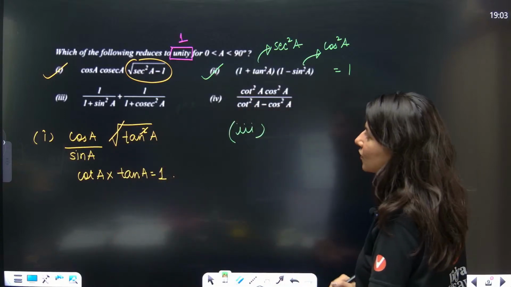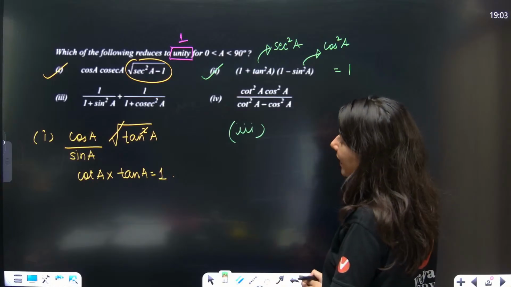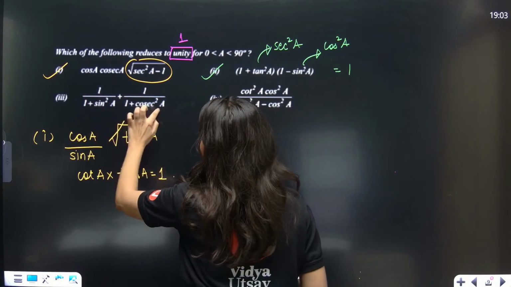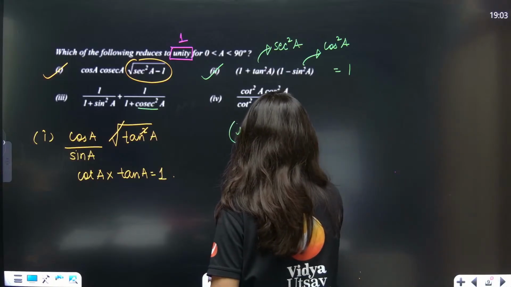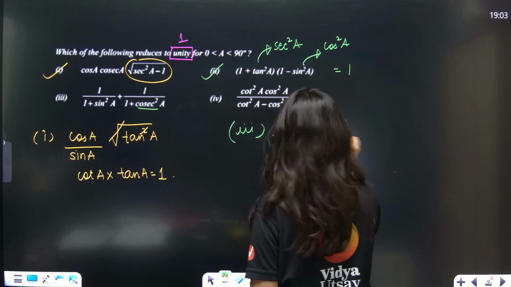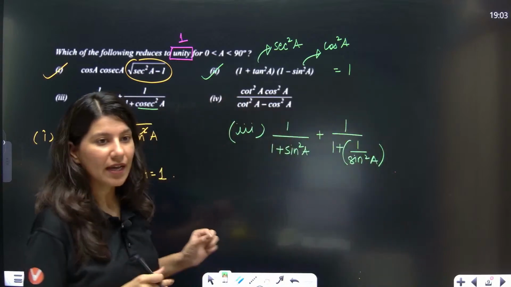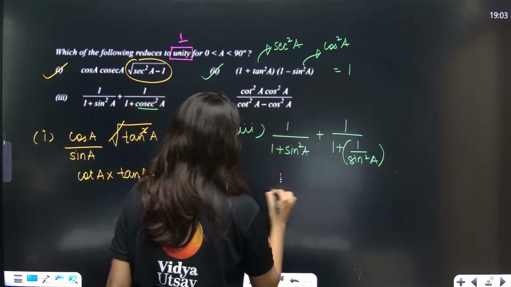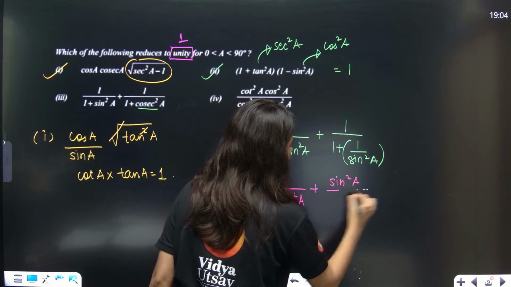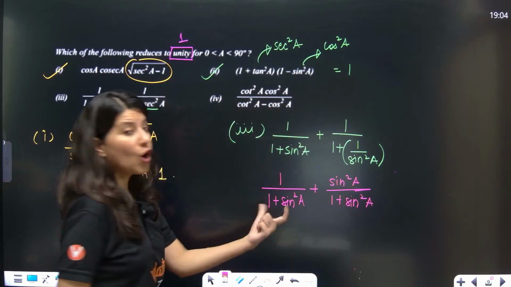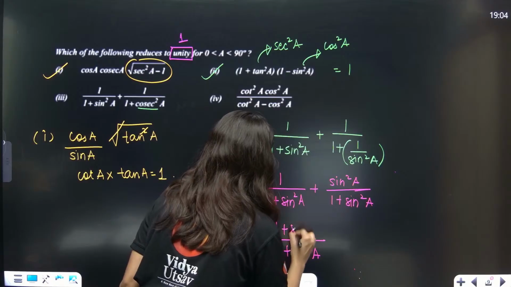1 upon 1 plus sine square A plus 1 upon 1 plus cosec square A. Okay, so I am going to keep this as it is, and I will convert this cosec square into sine. So 1 upon 1 plus sine square A plus 1 upon 1 plus 1 upon sine square A. Okay, this cosec square A I have converted and written like this. Now 1 upon 1 plus sine square A plus, if you take LCM, sine square A upon 1 plus sine square A. That means now the denominators are the same, so you can add them. So clearly 1 plus sine square A upon 1 plus sine square A will be 1.